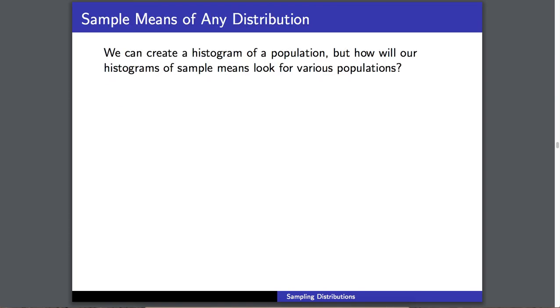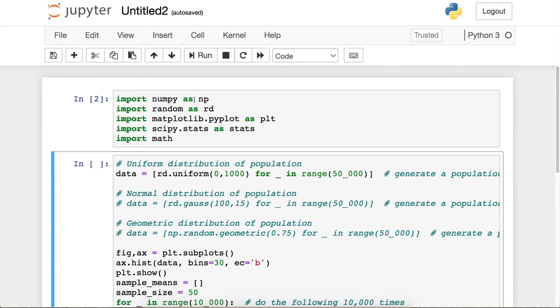All right, so we can create a histogram of a population. But if we take a look at sample means from within that population, how are the histograms of the sample means going to look for various populations? So let's run some simulations with Python to see what the histogram of the population looks like, as well as what our sampling mean histogram looks like. Here we have a simulation program, and I'll put a link for this in the description.